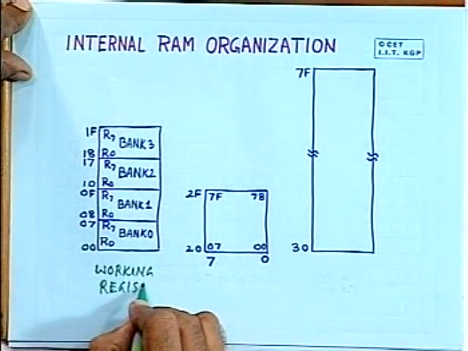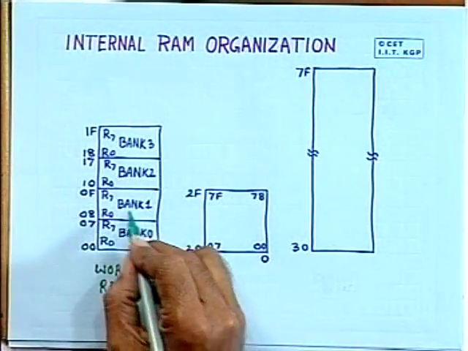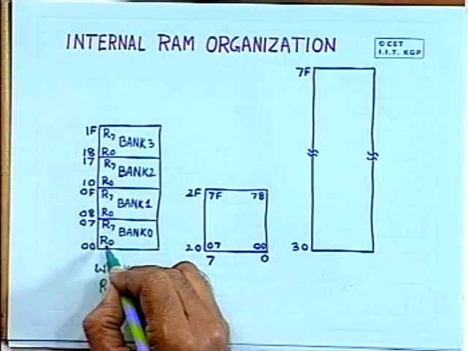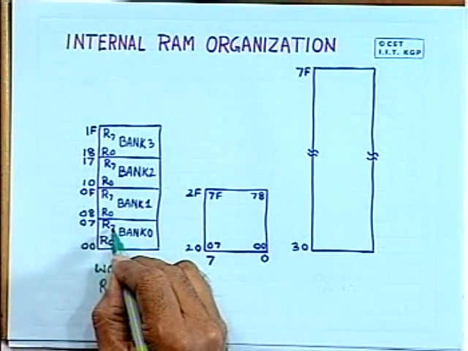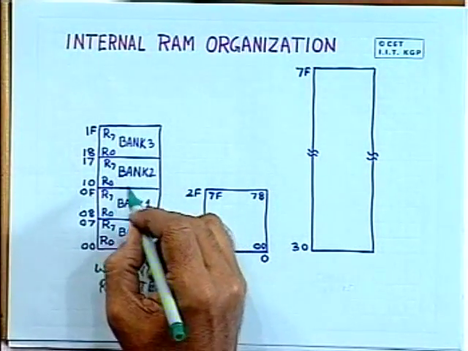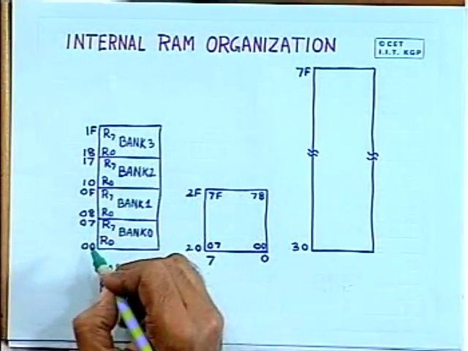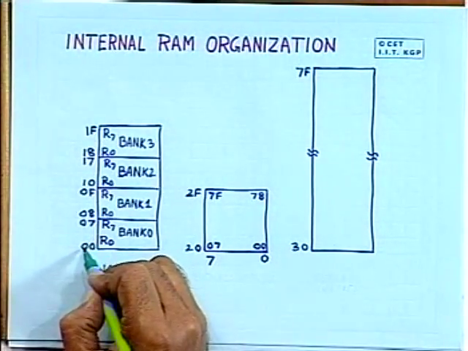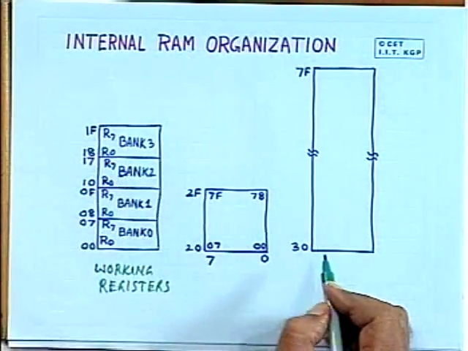These are the working registers. As I said, these are available in 4 banks: bank 0, bank 1, bank 2 and bank 3. They are accessible as registers R0, R1, R2 up to R7 of bank 0, or registers R0 to R7 of bank 1, or registers R0 to R7 of bank 2, or registers R0 to R7 of bank 3. They are also accessible as memory locations, RAM locations. In such a case, their addresses are 00, 01 and up to 1F.